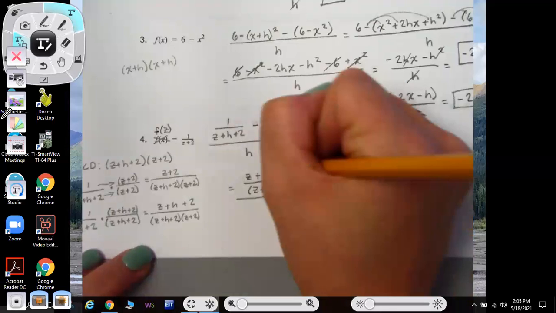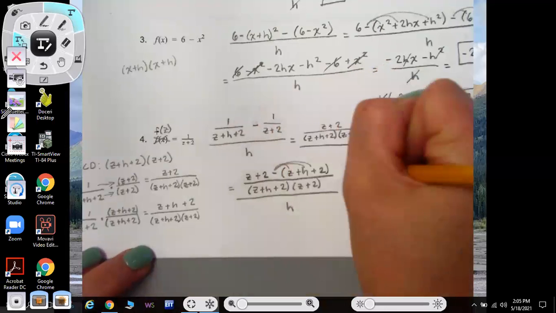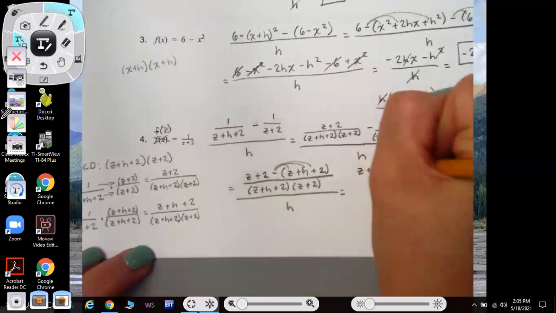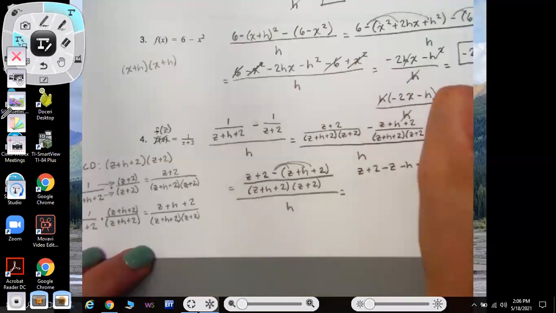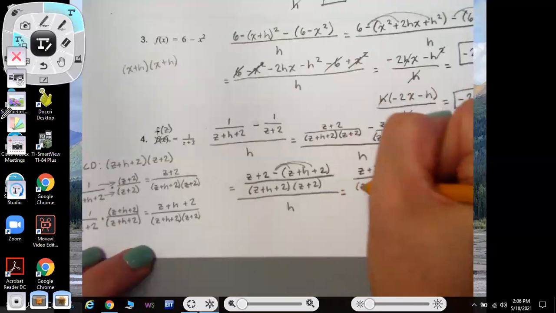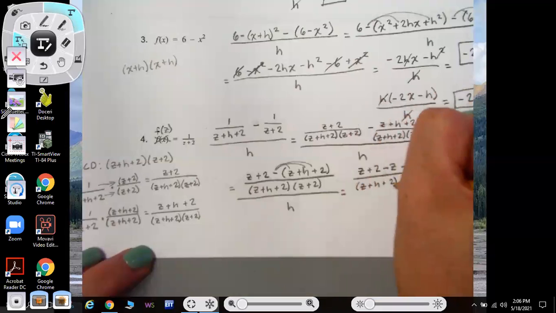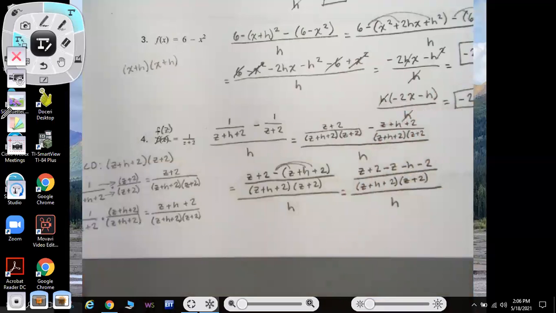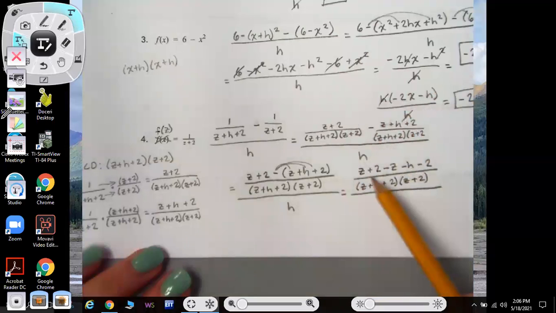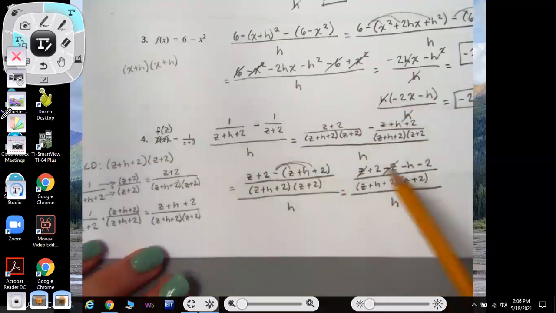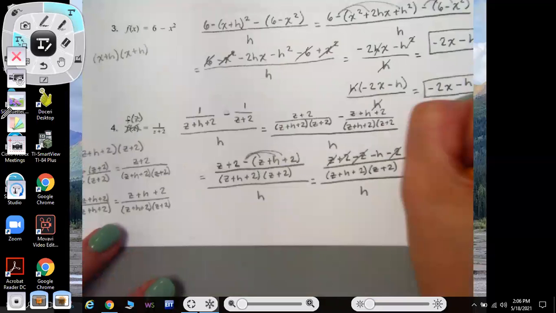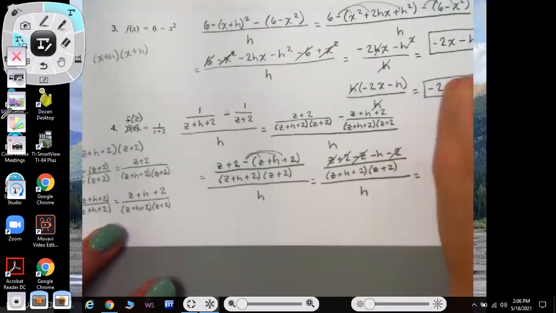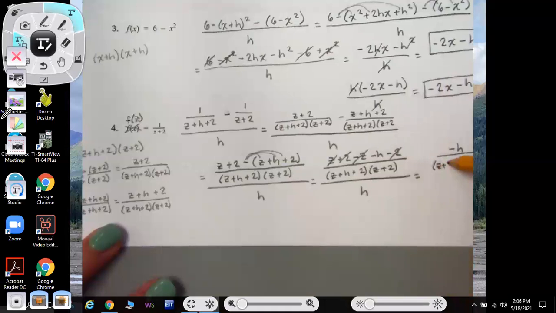Let's distribute this minus sign. So we get z plus 2 minus z minus h minus 2. Everything else is going to stay the same for now. Combine some like terms here. We've got z minus z is 0, and 2 minus 2 is 0. So that just leaves us with negative h over that same denominator.